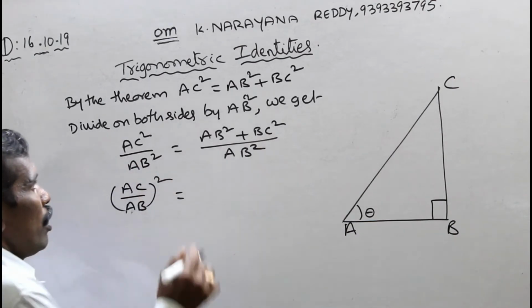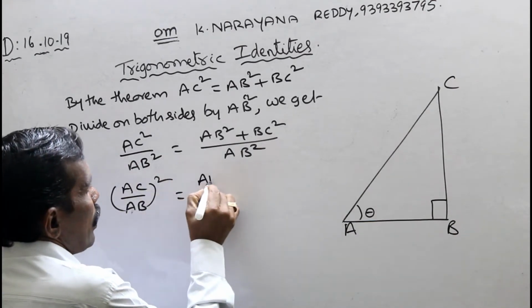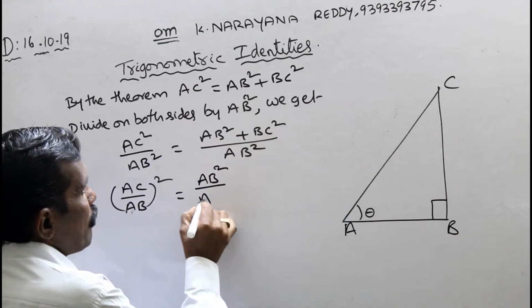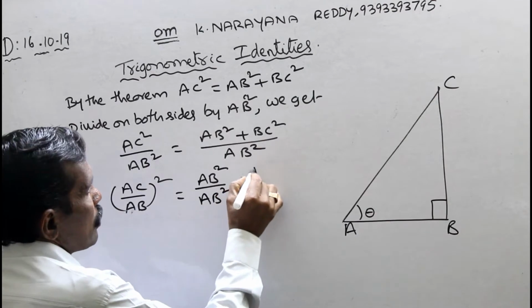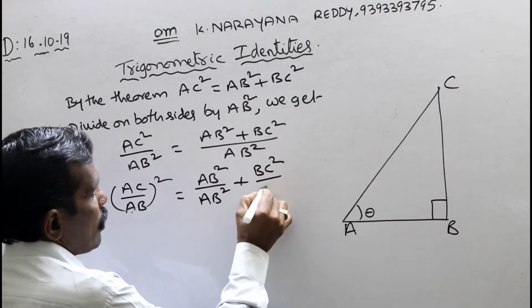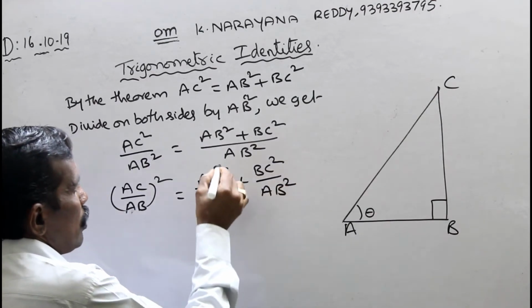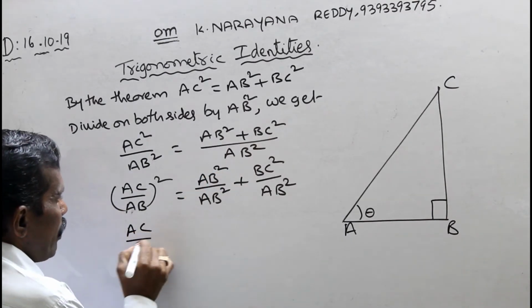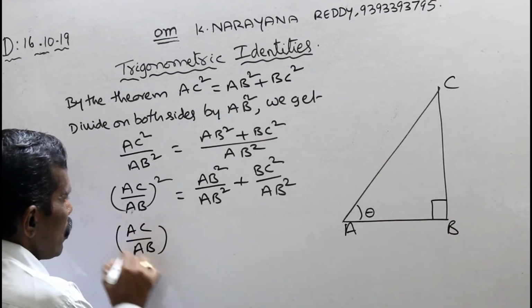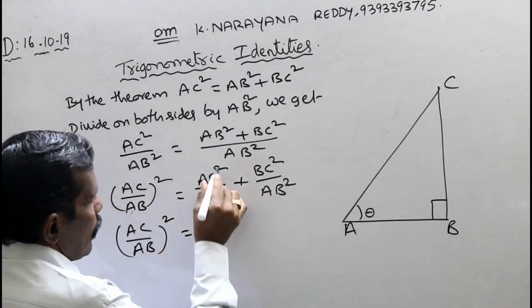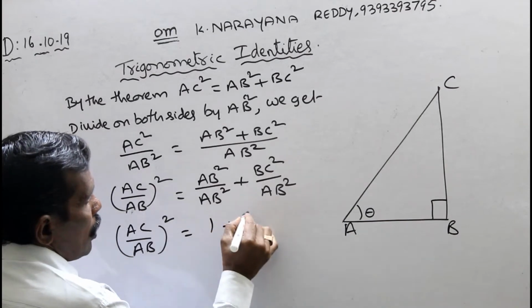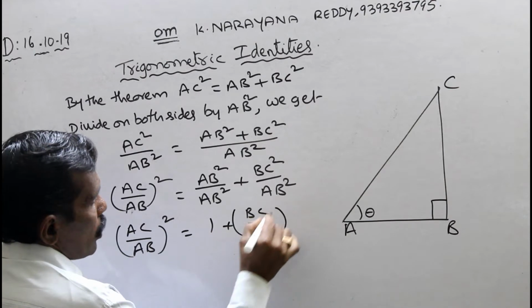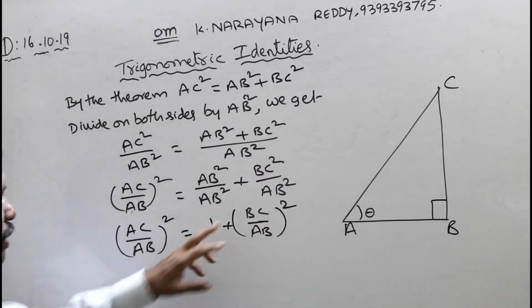Okay. Same manner, separating the values. AB square by AB square plus BC square by AB square. Also, AC by AB whole square equals to AB square cancel, plus BC by AB whole square.